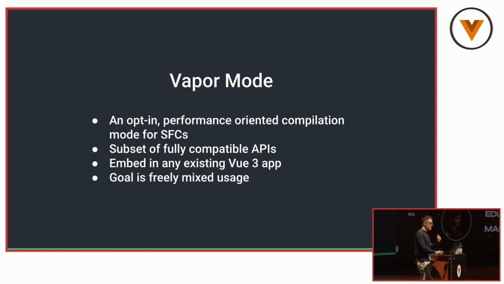So at the very least, if you have a big current Vue 3 application, but you have some parts that are performance critical, you want to improve its performance, you can then opt into vapor mode for a subtree of your application so that that page will get better performance, while the rest can still leverage whatever existing libraries that you use. But the eventual goal that we do hope to achieve is freely mixed usage, which means you can use vapor components in a normal Vue component, and you can then use the normal component inside a vapor Vue component. So you can mix and match them across the tree.